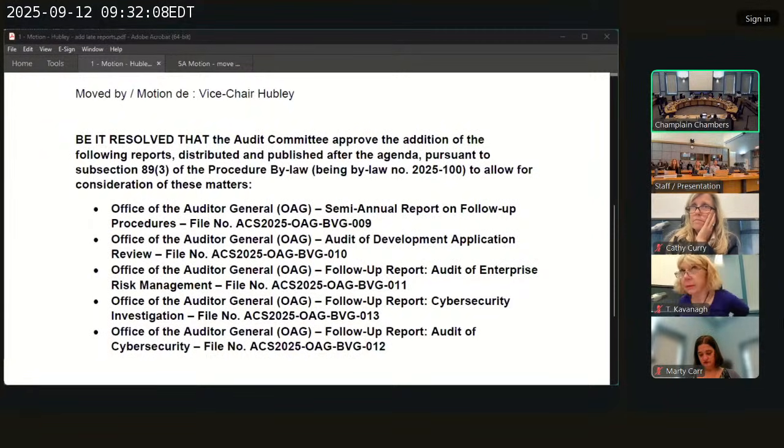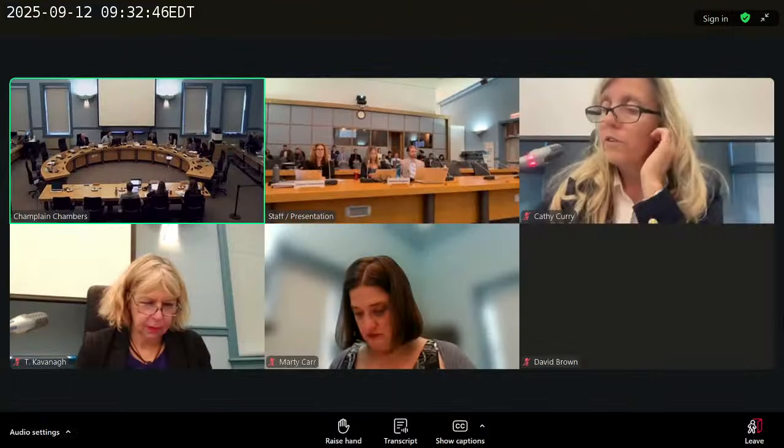2025-OAG-BVG-010. Office of the Auditor General Follow-Up Report, Audit of Enterprise Risk Management, file ACS 2025-OAG-BVG-011. Office of the Auditor General Follow-Up Report, Cybersecurity Investigation, file number ACS 2025-OAG-BVG-013. And finally, Office of the Auditor General Follow-Up Report, Audit of Cybersecurity, file number ACS 2025-OAG-BVG-012. Thank you, Chair. Thank you, Vice Chair Hubley.